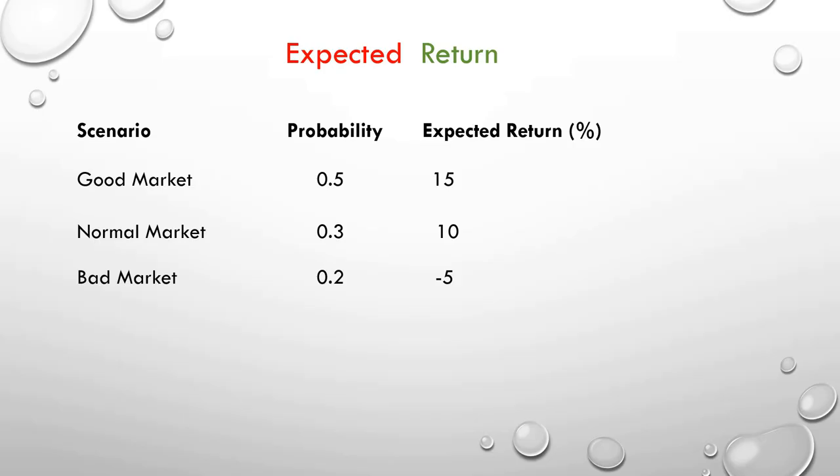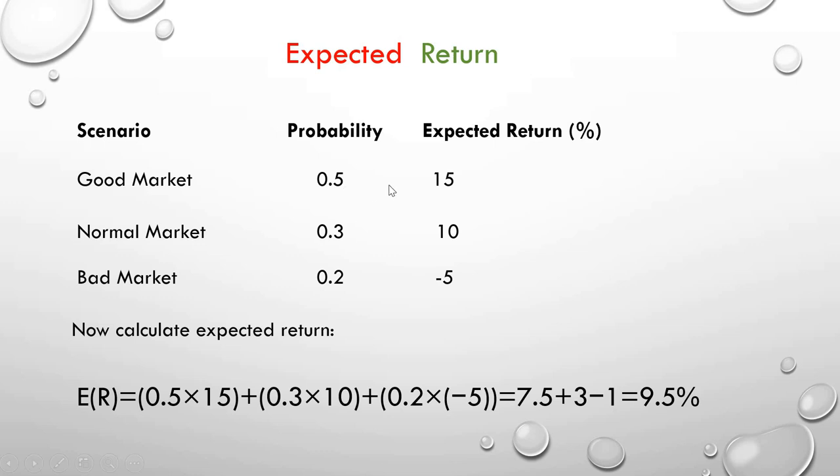So how are we going to calculate? We are just going to multiply these individual probabilities with individual returns, and then we are going to add them. So we will get the expected return to be 9.5% if this scenario is there in a market. So expected return means the summation of probabilities and your expected return for that particular condition.